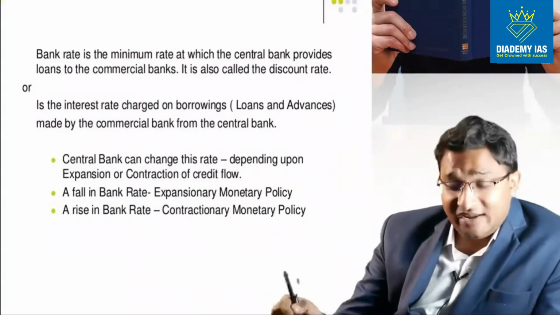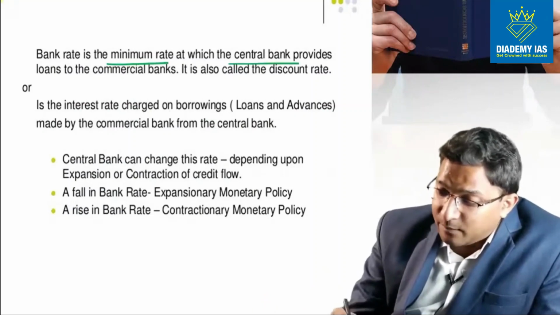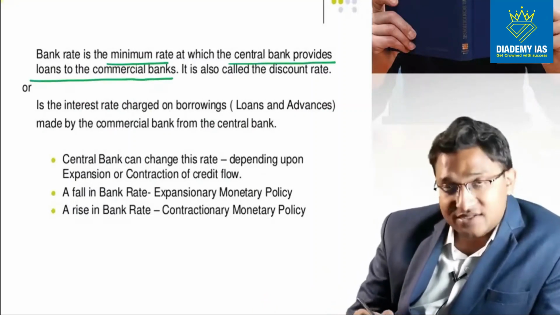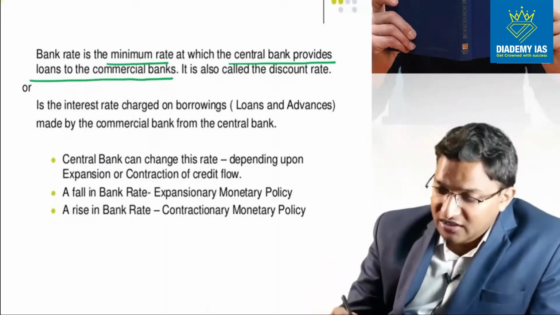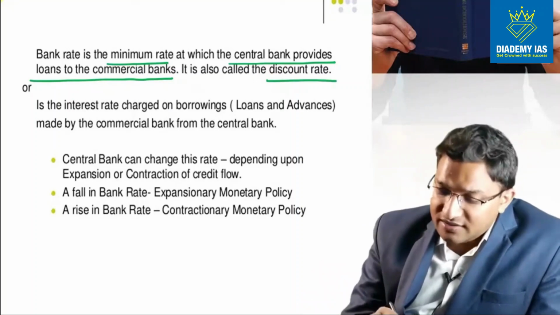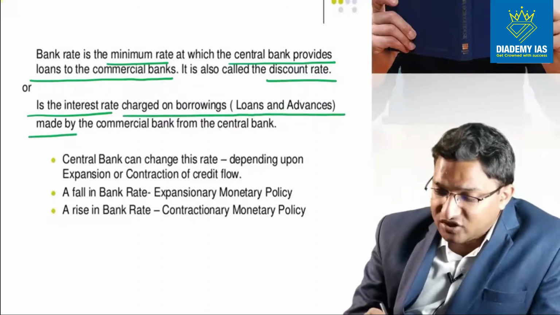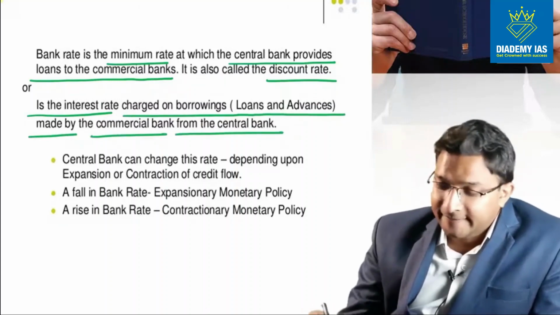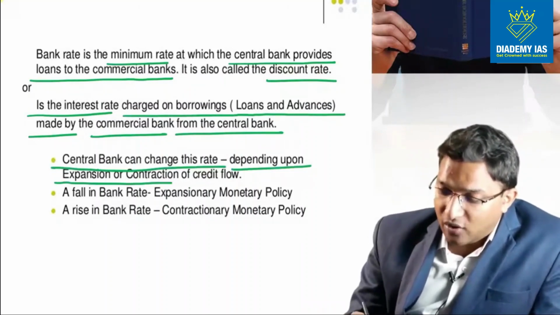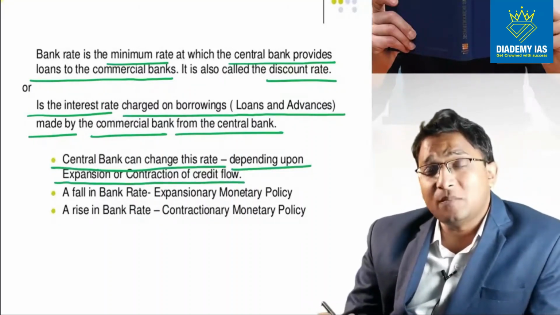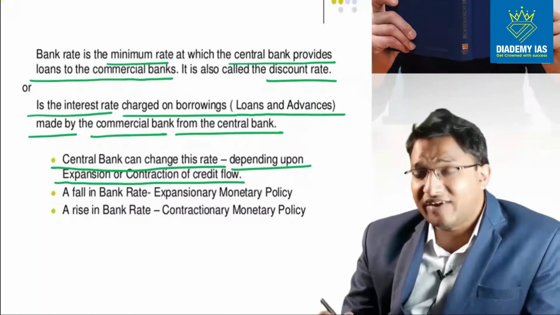Here again you can see, in different language, bank rate is the minimum rate at which the central bank provides loans to the commercial banks. It is called the discount rate. It is the interest rate charged on the loans and advances made to the commercial banks by the central bank. The central bank can change this rate depending upon expansion or contraction of credit flow. If the central bank wants to increase the money supply, then the bank rate will be decreased, and vice versa.